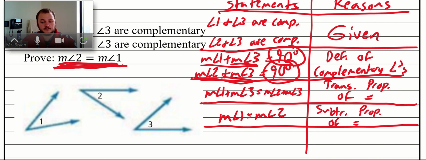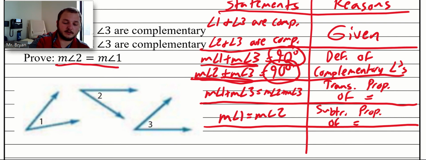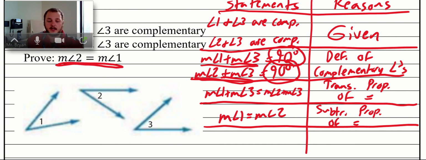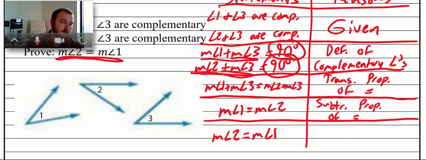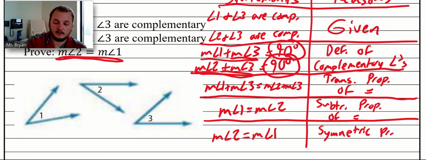And now we're almost done. We showed measure of angle 1 equals measure of angle 2. The only difference is we have to show the reverse of that. Measure of angle 2 equals measure of angle 1. So how would I go to my next step? Well, we know that's the same thing, 1 equals 2 or 2 equals 1. That's the same thing. So I can just reorder this and say measure of angle 2 equals the measure of angle 1. And then the reason for that, how do I know that? Well, we just talked about that property. I can just take the equation and flip it around. And that's what we call the symmetric property of equality. Okay, and this would be my final proof here.